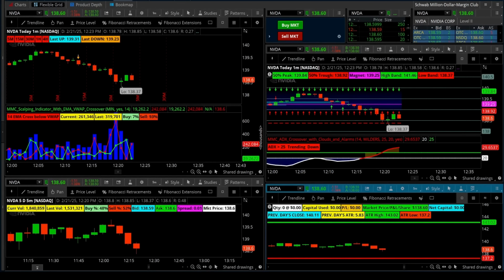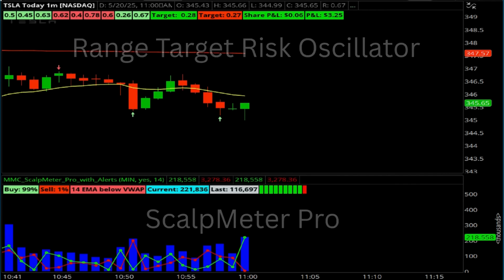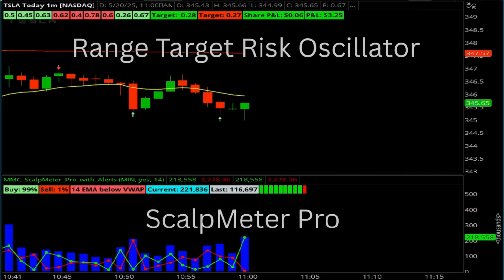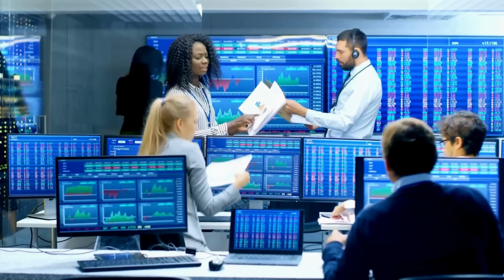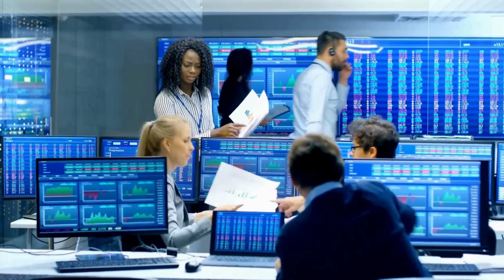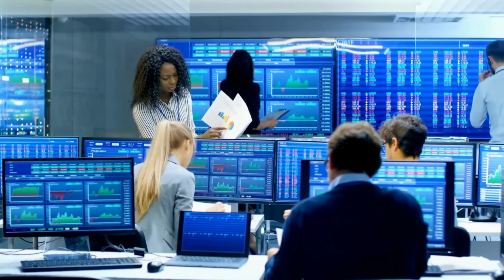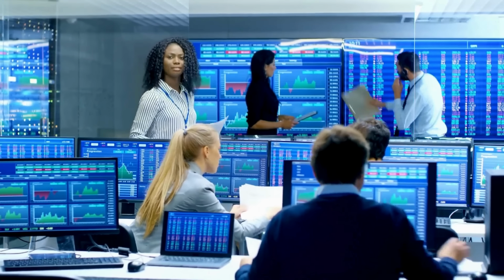Welcome to the Power Combo, designed to help day traders: the ScalpMeter Pro and the Range Target Risk Oscillator. Two custom-built indicators from the $1 Million Margin Club, designed to work together and support your momentum and risk decisions with greater clarity.